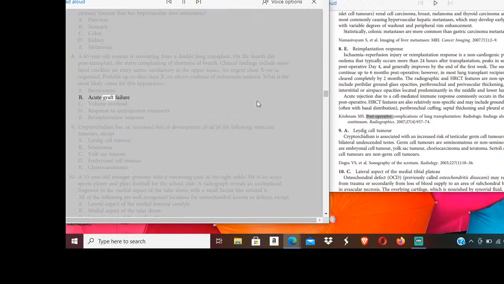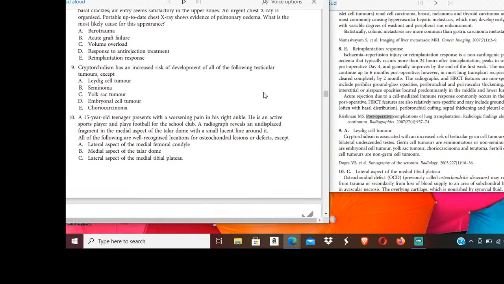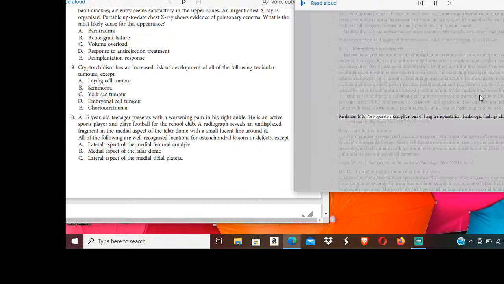A. Barotrauma. B. Acute graft failure. C. Volume overload. D. Response to anti-rejection treatment. E. Reimplantation response. Postoperative complications of lung transplantation: radiologic findings along a time continuum. Radiographics 2007; 27.